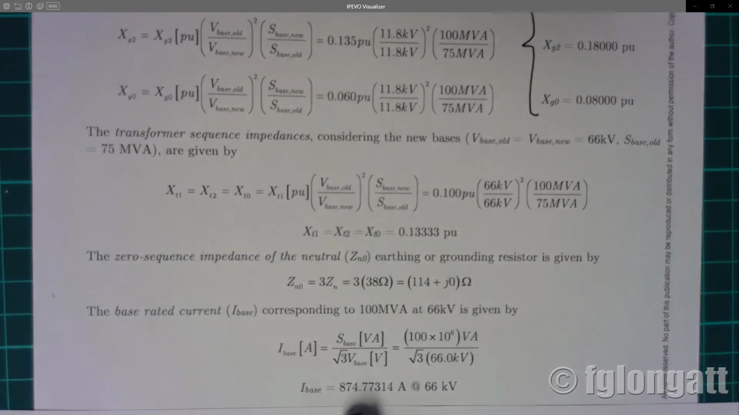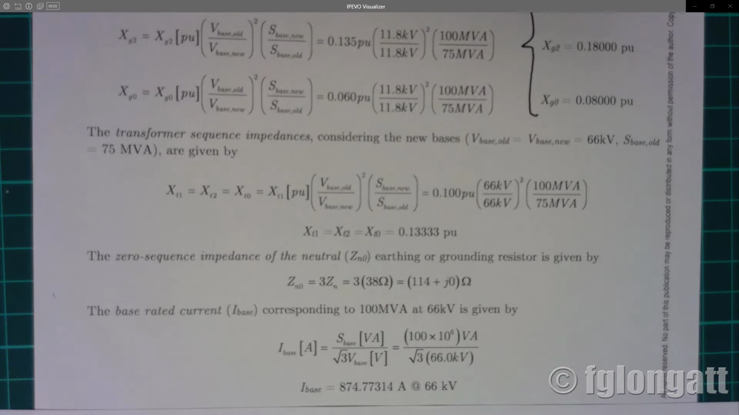And as you can see over here, the final base current is 874 amps. I always suggest my students to include this small remark at the very end so that they realize, understand, and especially remember that this is the base current at 66 kV, or the high voltage side of the transformer, okay?